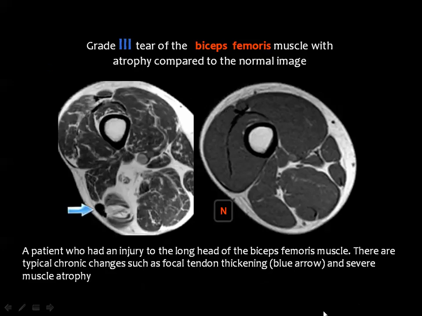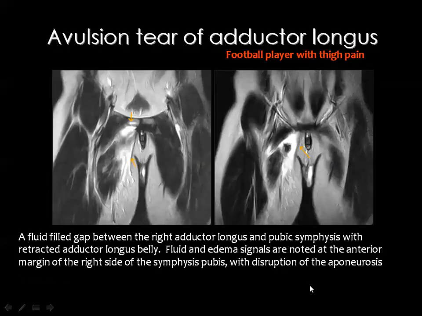Grade 3 muscle tear means that the muscle is lacerated and later on became atrophic. And you can compare this biceps femoris, this is the normal one, and this is a chronic injury, grade 3 of the muscle, which is atrophic, replaced by fat, and there is considerable thickening of its tendon.